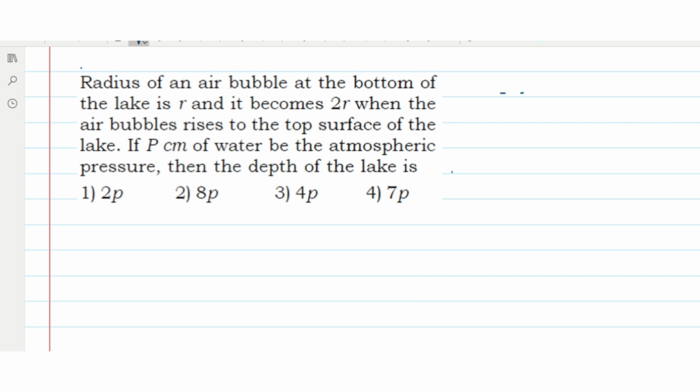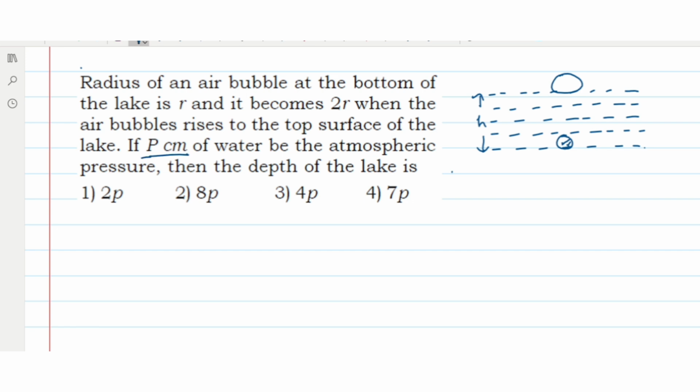Here, a lake is given, and its depth you have to take as an assumption, h. Initially the air bubble will be present at the bottom, right? Its radius is given as r, and it becomes 2r when it rises to the top surface. P centimeters of water is the atmospheric pressure they have given, and then they are asking for the depth of the lake.